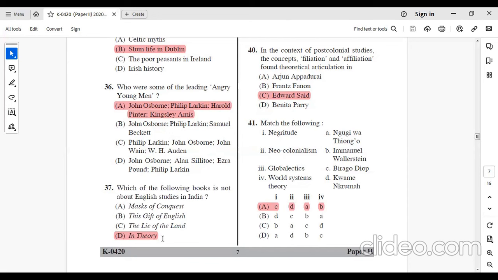So who are the authors? Masks of Conquest, written by Gauri Viswanathan. This Gift of English, written by Alok Mukherjee. The Lie of the Land, written by David Jasper Utley. So which is not? In Theory.